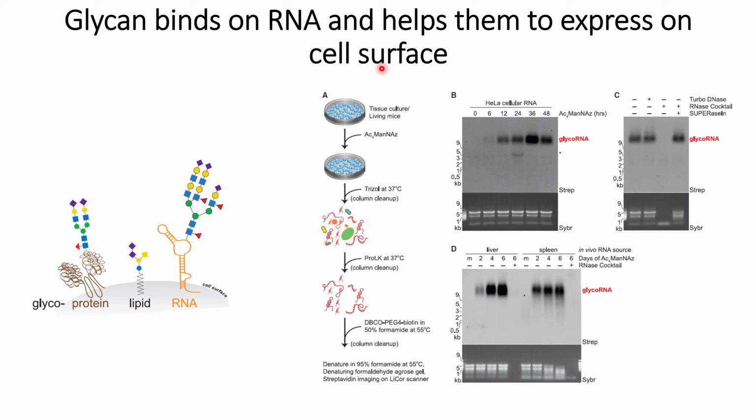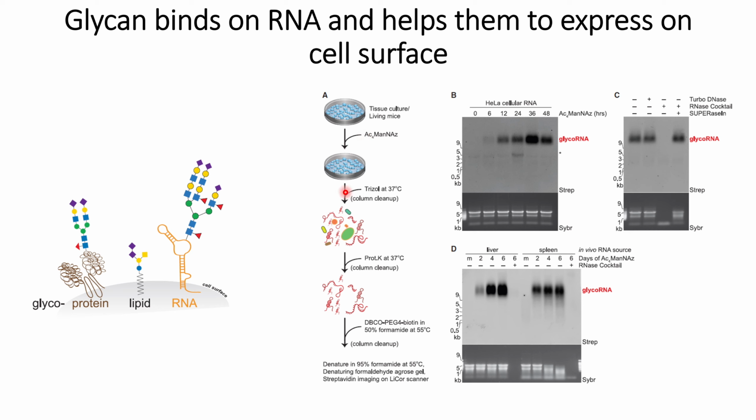So what they do is they grow the cells in the normal cell culture medium, and then they add this acetylated NAz. This was developed with the help of click chemistry in such a way that it can bind to the sialic acid site of the glycan.